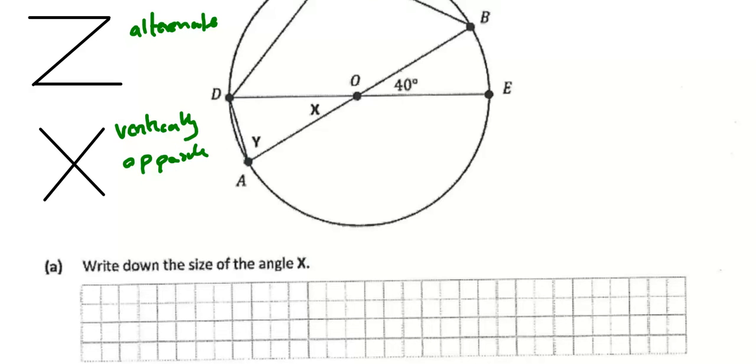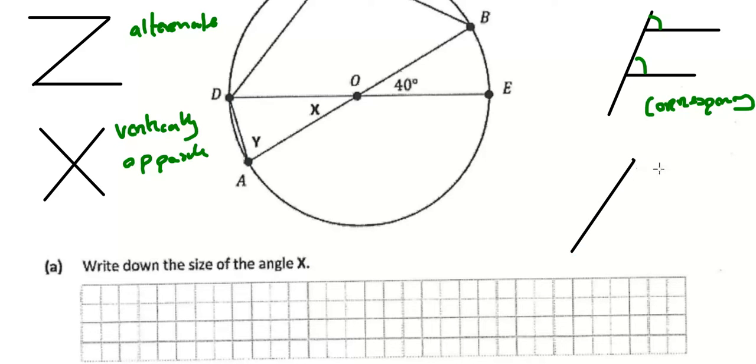What does F stand for? Lads, what does F stand for? Corresponding. That's corresponding. Okay, and finally, C is actually the sum of two interior angles.